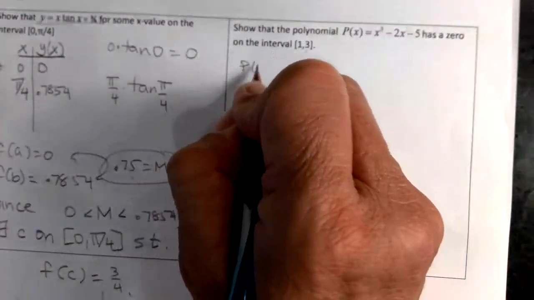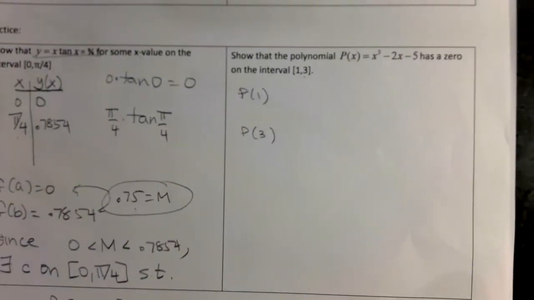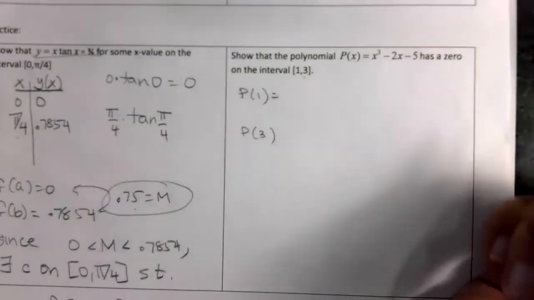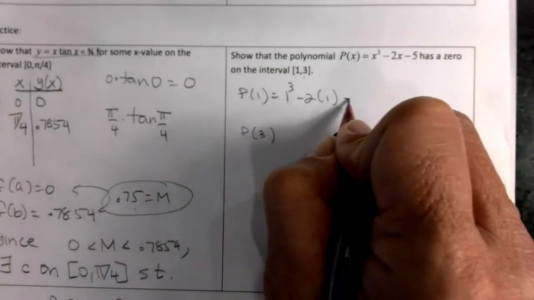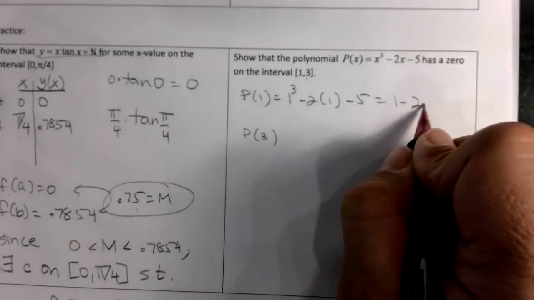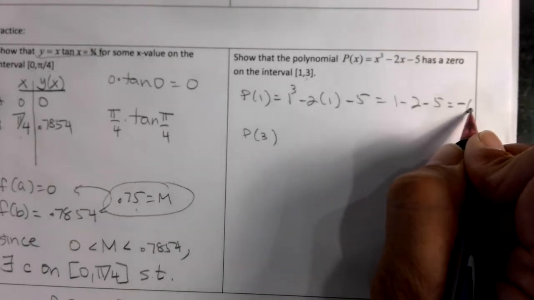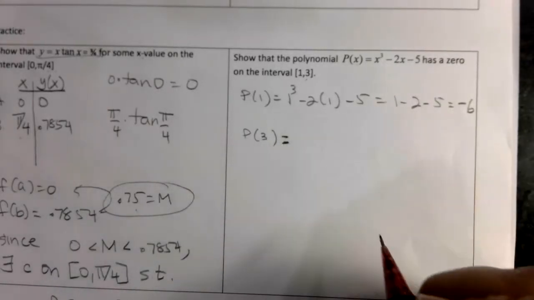So I need to show that p of 1 and p of 3 have opposite signs. Okay, so what is p of 1? I got 1 cubed minus 2 times 1 minus 5. Okay. 1 minus 2 minus 5, so negative 6. So that one is negative. I didn't really care that it was negative 6. I just really cared that it was negative.